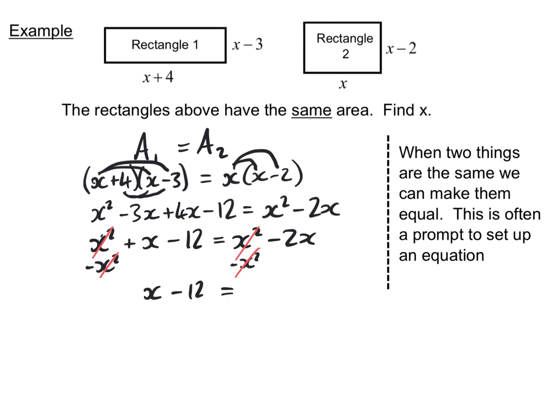And over at the other side, because I've got rid of these, I'll be left with this negative 2x. And again, be careful, it's negative 2x you're taking down, not just 2x. Next step is to get any x's off of this side.